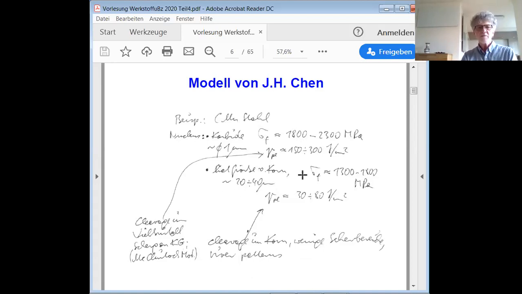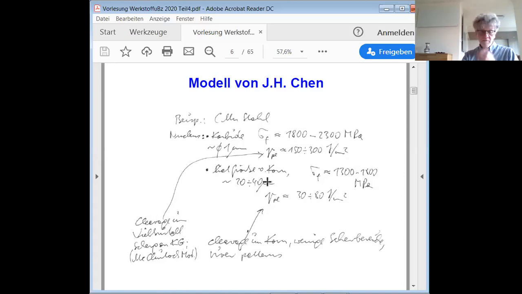In one case, the crack nucleus is formed on the position of carbides, and the carbides have a diameter of approximately 1 micrometer. In that case, the cleavage stress reaches a value between 1,800 and 2,300 megapascal, and the critical energy needed for cleavage fracture is of the order of 150 to 300 joule per square meter. That is one case.